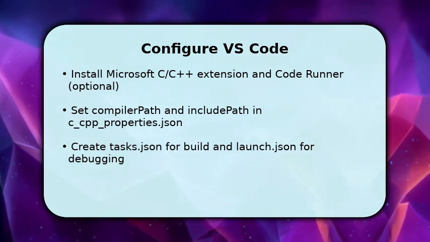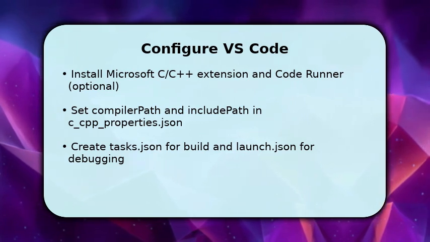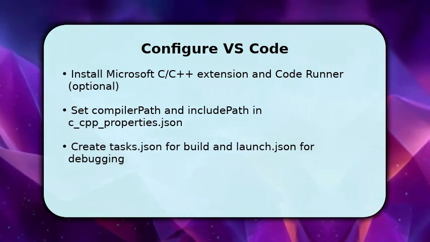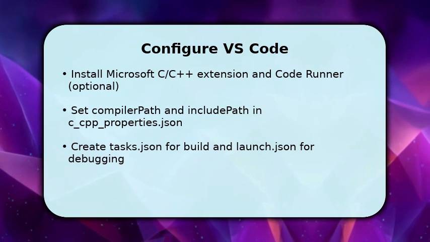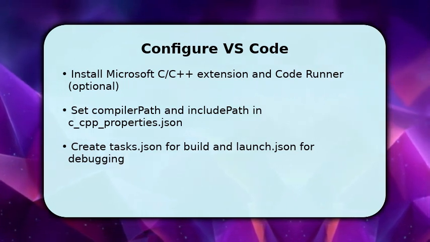with compiler path set to /usr/bin/clang++ or /usr/local/bin/g++, plus include path entries.